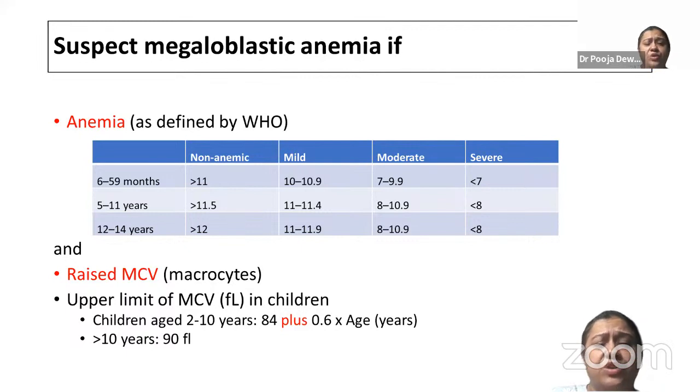Look at the MCV. You have age-specific formulae. If the child is aged 2 to 10 years, 84 plus 0.6 times age becomes your cutoff for MCV. Anything more than that would be labeled as macrocytosis. And in older children, any MCV which is more than 90 is labeled as macrocytosis.